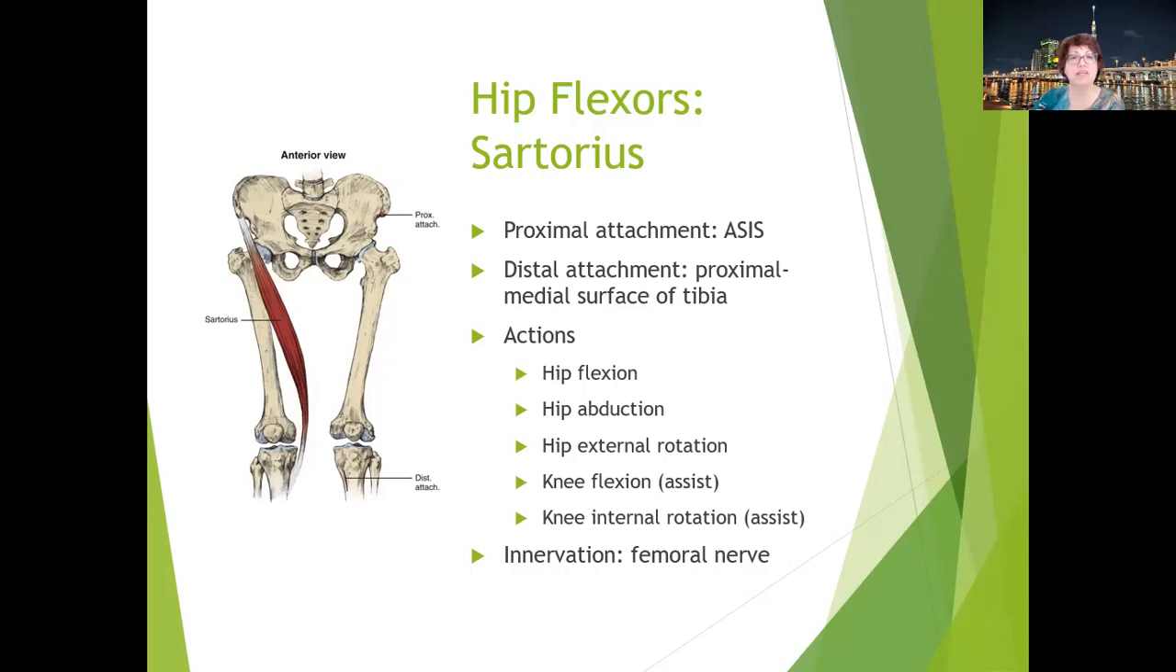The sartorius, because it mostly goes superior to inferior and it runs anterior to the medial lateral axis, does hip flexion. But it has a slightly oblique line running lateral to medial, so it does a little bit of hip abduction, a little bit of hip external rotation. It assists in knee flexion, and there's a little internal rotation in the terminal part of knee extension, and it assists in that too. But it is one of the primary hip flexors.